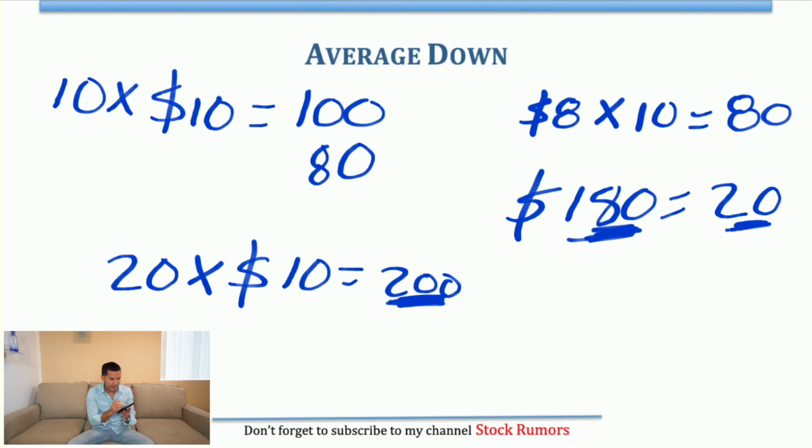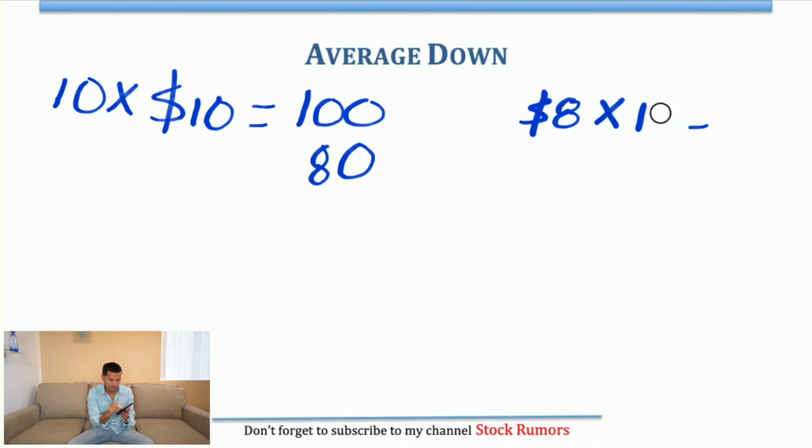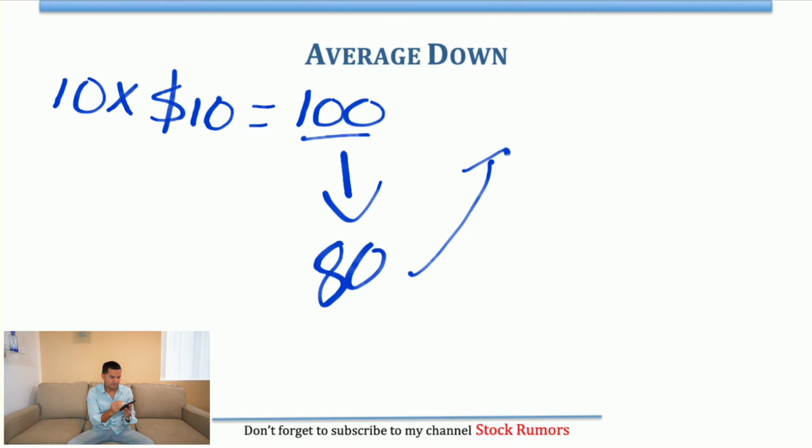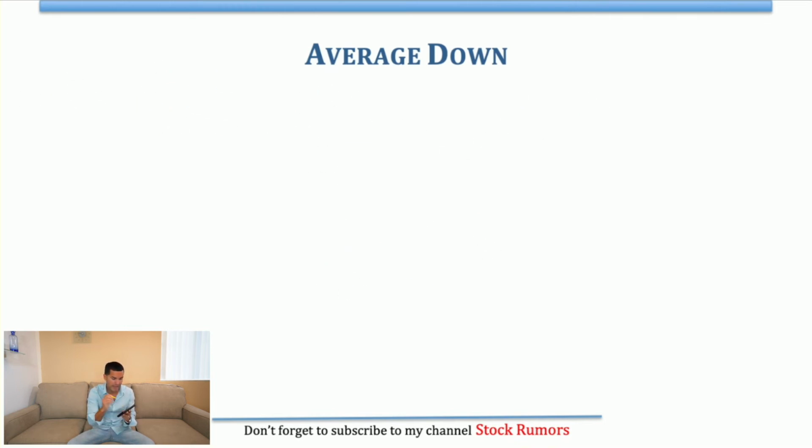So if you didn't buy the extra 10 shares, right, this is what would have happened. So you buy 10 shares at $10, that's 100. The price drops to $8, right? So you go down to 80. Then it goes back to 10. So you break even, right? But if you buy the extra shares at $8 per share, then you're making a profit. So you can see that it is a good strategy, but this is what happens.